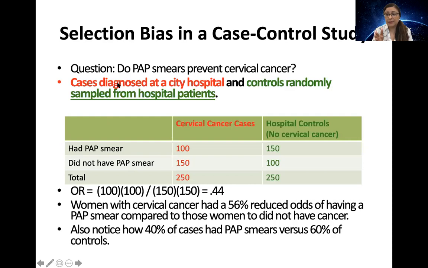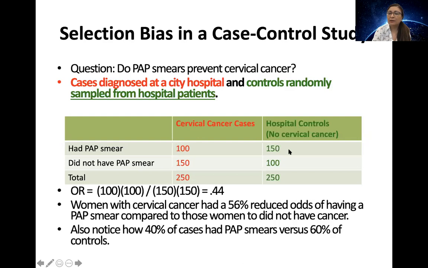And let's say, again, this is a case control, so you're using medical records. And let's say you select cases from a city hospital, and then the investigators decide that they're going to sample people who do not have cervical cancer from people who are already going to the hospital. So people who are also going for treatment and other things, but as long as they don't have cervical cancer, they could serve as a control.